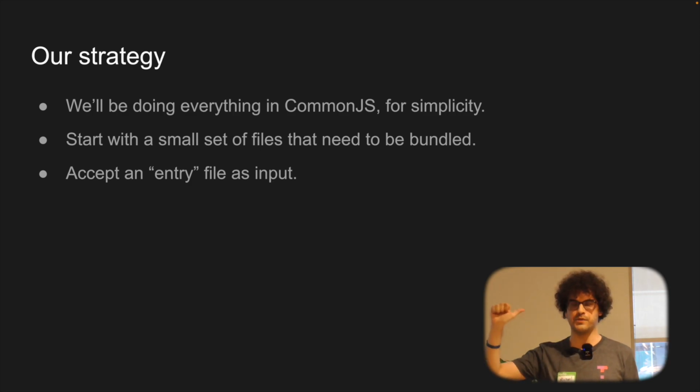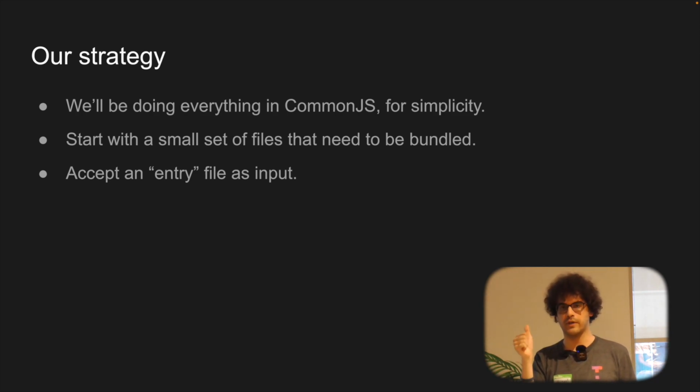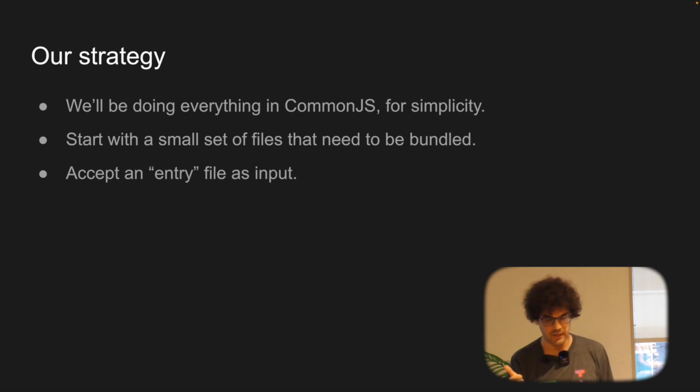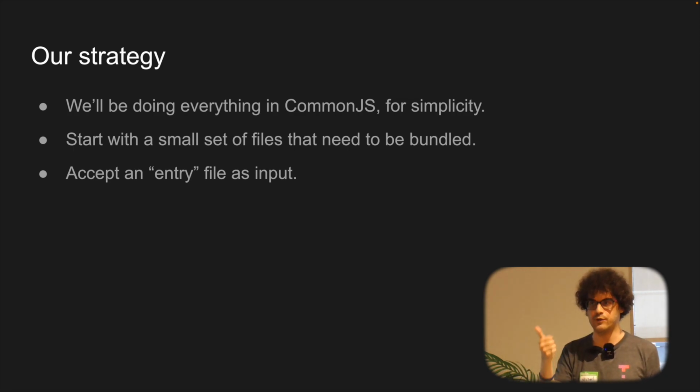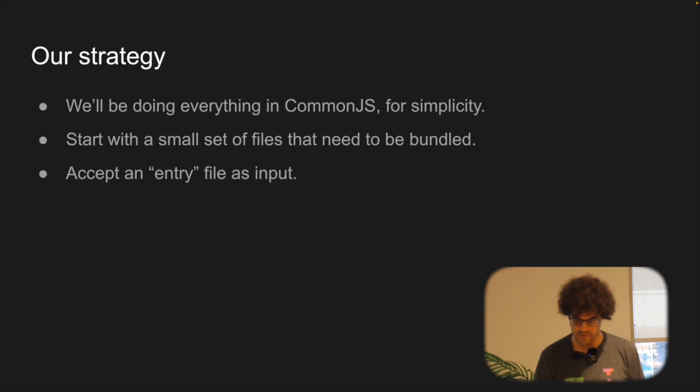So these are the 3 key steps that we're going to be doing in the code. Step 1, we're going to accept an entry file as input. That's the only input that we're going to be accepting to our mini module bundler. It's going to be the relative path to an entry file. So that's the root of our application.